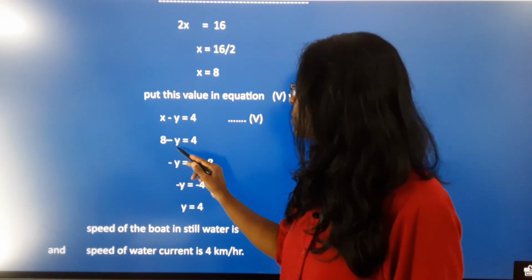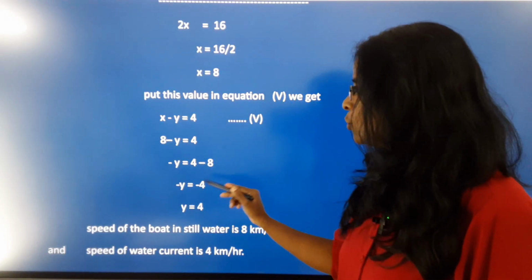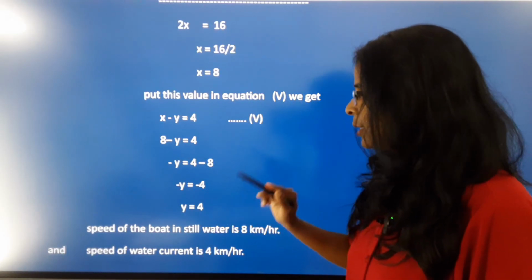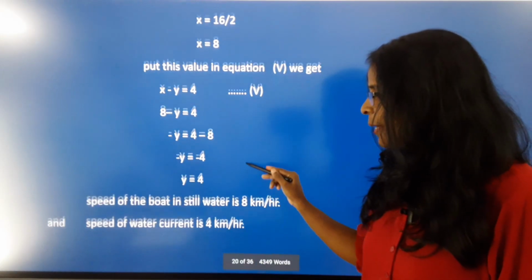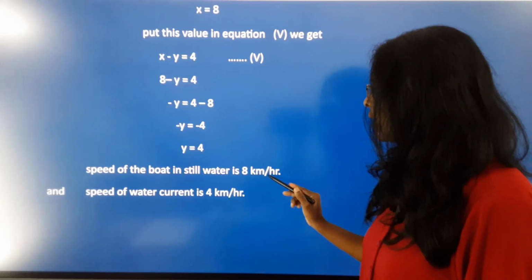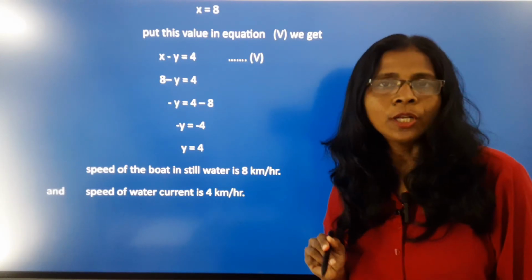Now here 8 minus y is equal to 4, so minus y is equal to 4 minus 8, so minus y is equal to minus 4, so y is equal to 4. So here the speed of the boat in still water is 8 km per hour and the speed of the water current is 4 km per hour.